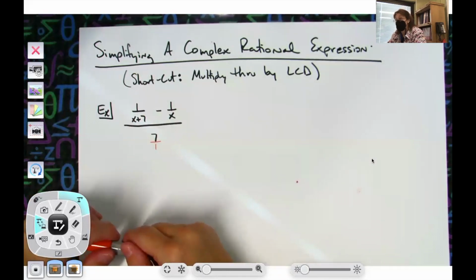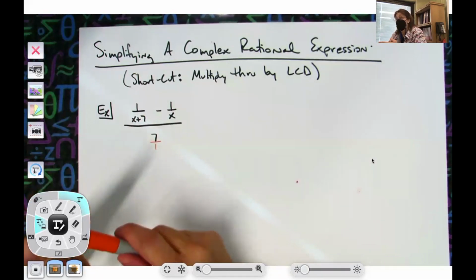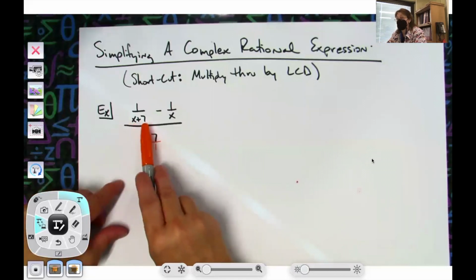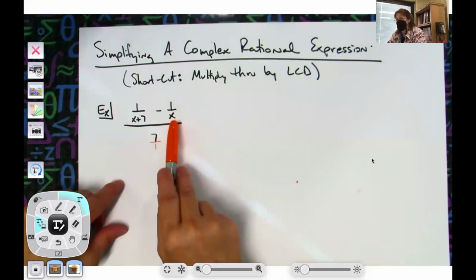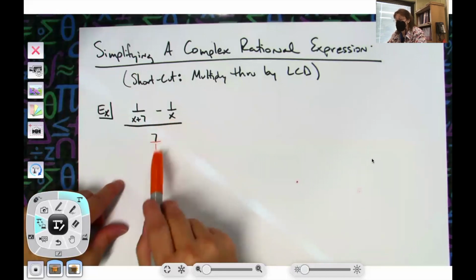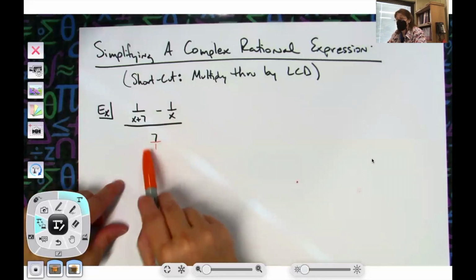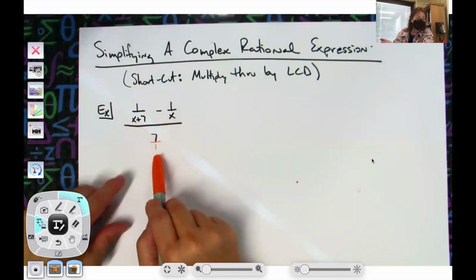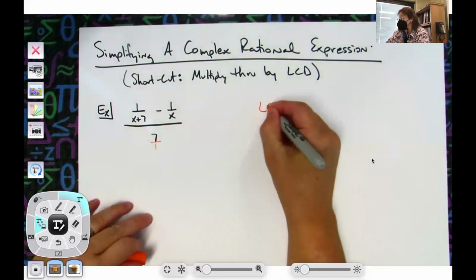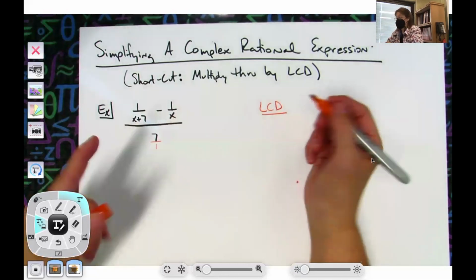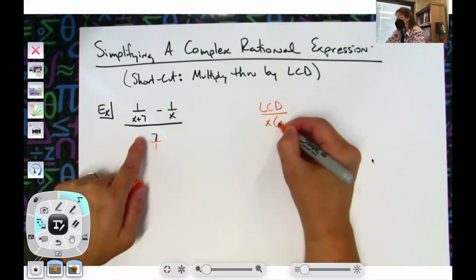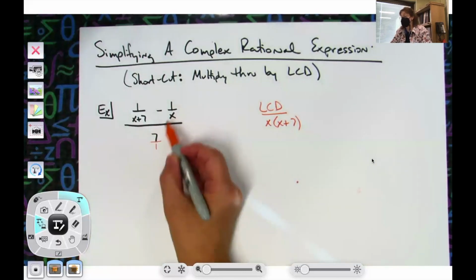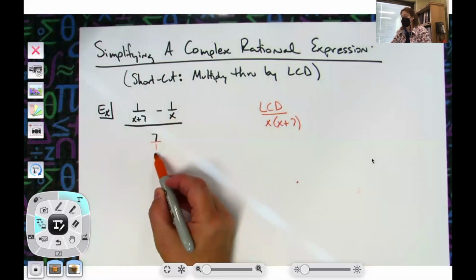Now I need to come up with the least common denominator. I'm going to look at all my individual denominators. So I'm going to look at that x plus 7 right there because that's a denominator. I'm going to look at this x because that's a denominator. What's the denominator down here? 1, right? So I'm looking at x plus 7, x, and 1. My least common denominator is going to be whatever I get when I multiply all three of those. So it's going to be x times x plus 7. I looked at this x plus 7, this x, and then this 1, which is not really in the problem, to come up with that least common denominator.